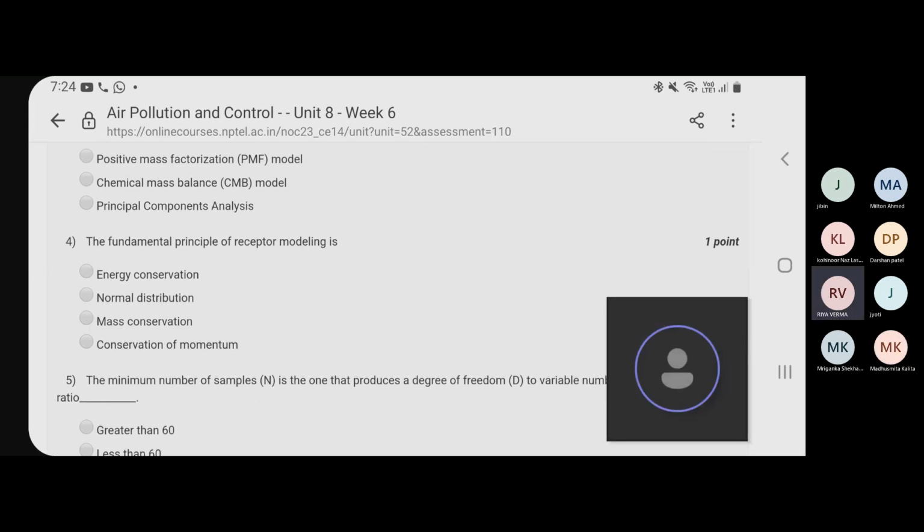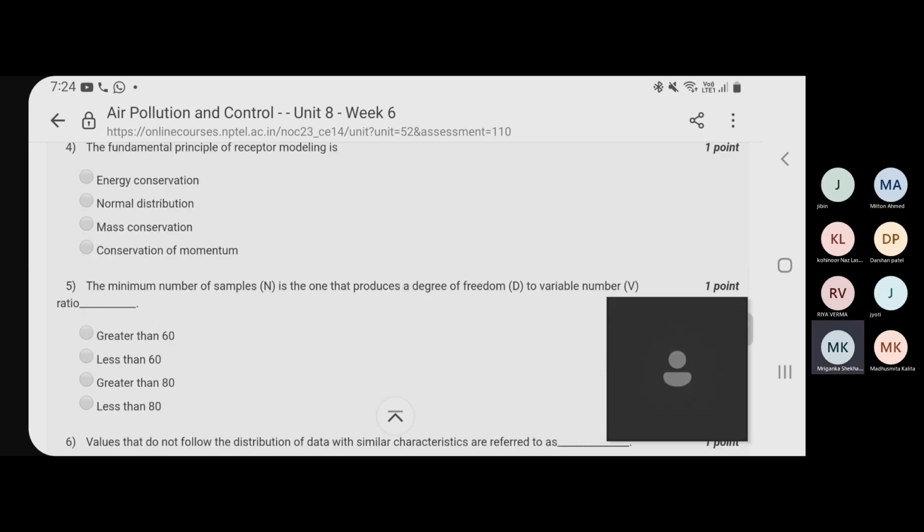The fundamental principle of receptor modeling: first is energy conservation, next is normal distribution, option C is mass conservation. Yeah, mass conservation, correct. The basic principle of receptor modeling is mass conservation. Correct, I had thought the same in number five.